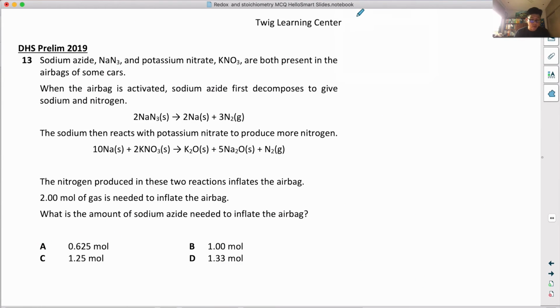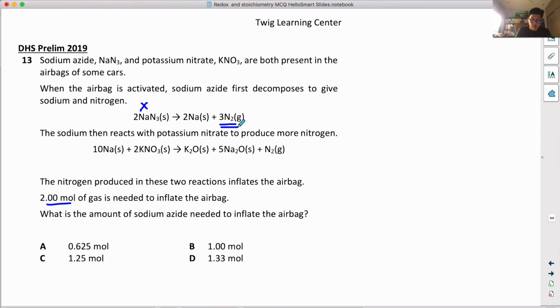When the airbag is activated, sodium azide first decomposes to give sodium and nitrogen, and then the sodium that was formed will continue to react with potassium nitrate to produce even more nitrogen. The nitrogen produced in these two reactions needed to inflate the bag is 2 moles of gas, so here and here must give you 2 moles. Let's see how we go about doing this. What's the amount of sodium azide needed to inflate the bag? Let x be the number of moles of sodium azide.